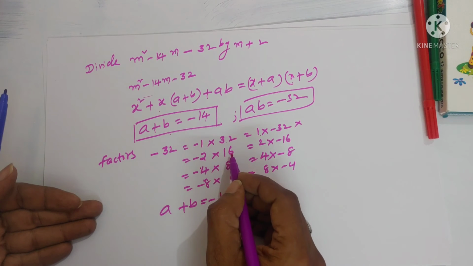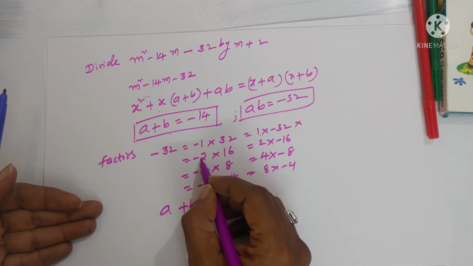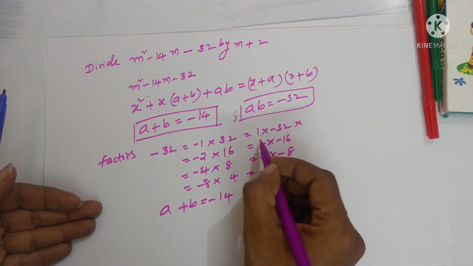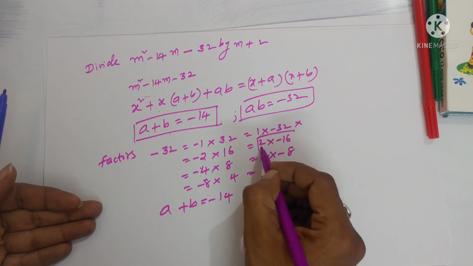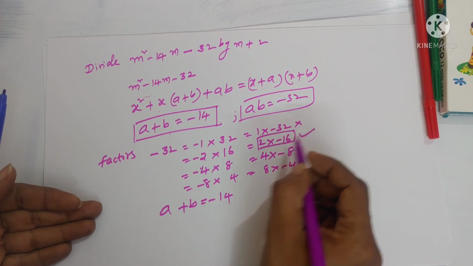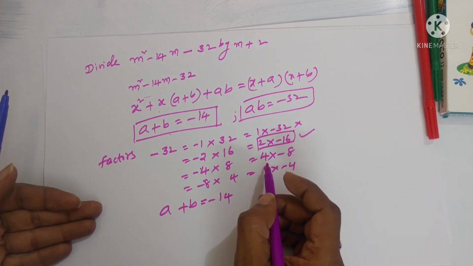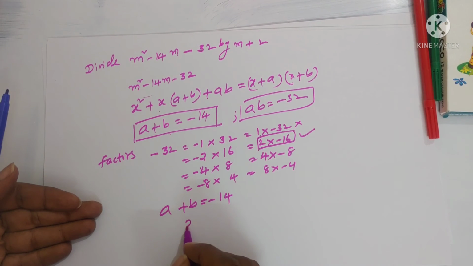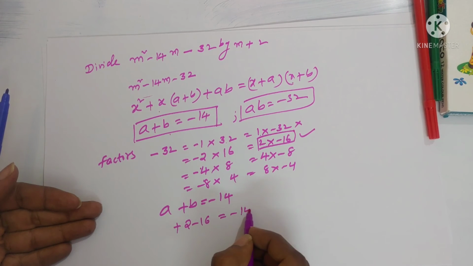Here minus 2 plus 16, or 16 minus 2, is 14. 2 minus 16 is minus 14. Yes, this one is the suitable pair of factors. So one thing you just observe here, 2 minus 16 is minus 14. Let us check it: 2 plus minus 16 is nothing but minus 14.